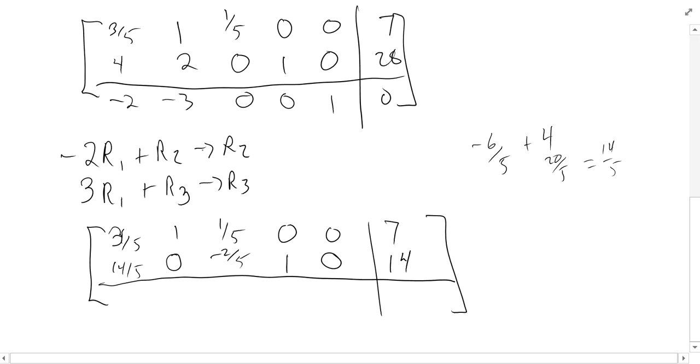Alright, and then I want to do 3 times row 1 and add it to row 3. 3 times row 1 would be 9/5. And I want to add it to a negative 2.